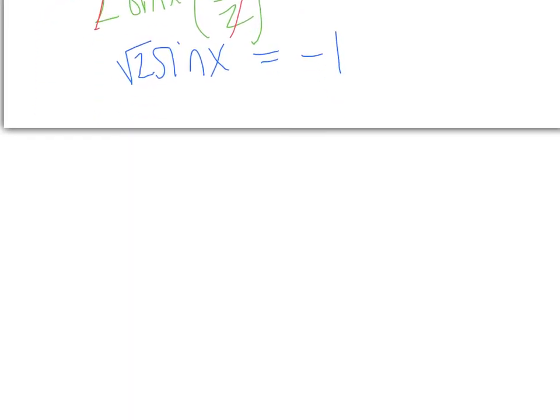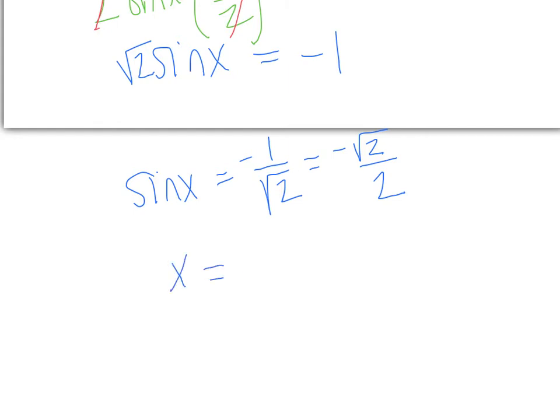And now you've got it down to solving just like you were used to. Divide by radical 2 would be sine x equals negative 1 over radical 2. So where does sine x equal negative 1 over radical 2? You need to realize that that's the same as negative radical 2 over 2. Sine is negative radical 2 over 2 in quadrants 3 and 4. So x equals 5 pi over 4 and 7 pi over 4.